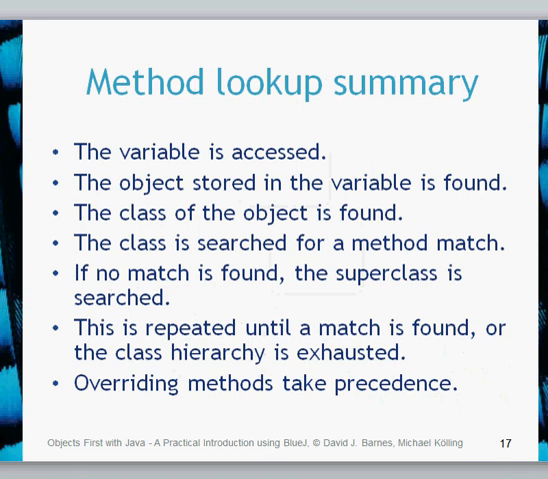So in summary of these method calls, first of all, the static variable is accessed. The object stored in the variable is found, so in this case the dynamic variable is then considered. The class of the object is then found, so the dynamic class. The class is then searched for that method match. If the method is not in the dynamic type's class, then we'll look in the superclass for the method. This will then repeat until a match is found, or the class hierarchy is exhausted, at which point there will be some kind of error. Overriding methods take precedence, so any method which is overriding a method in its superclass will take precedence.